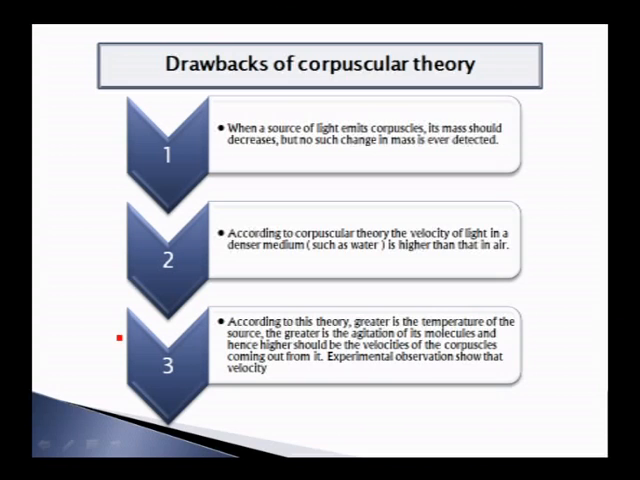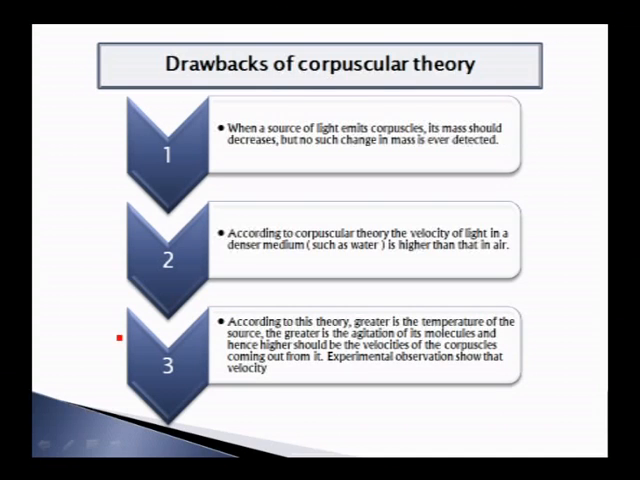Then, according to this theory, the velocity of light in a denser medium, say water, is higher than that in air. As we know, the velocity of light in a rarer medium is almost 3 lakh kilometers per second, whereas in a denser medium it is much less, but according to Newton it is the other way around.